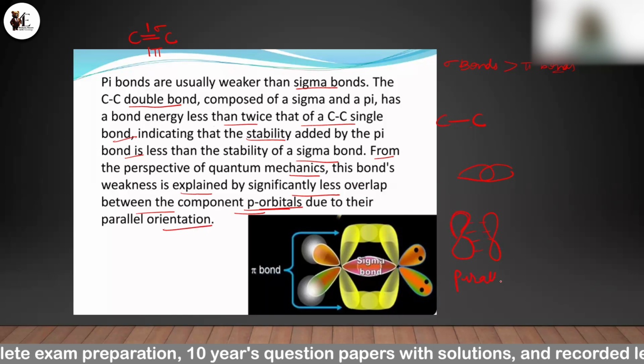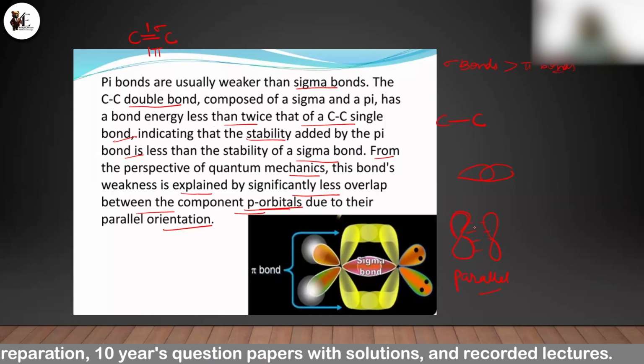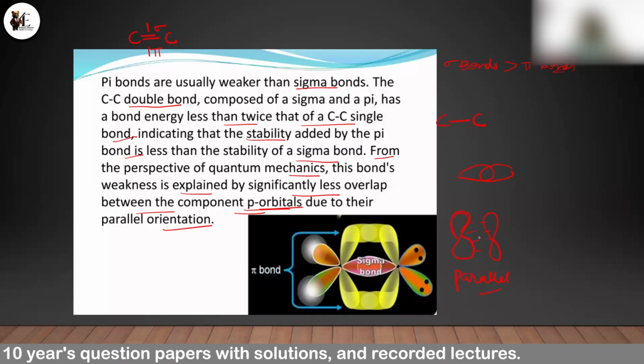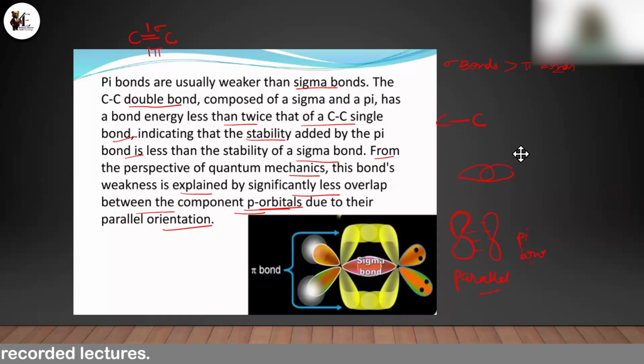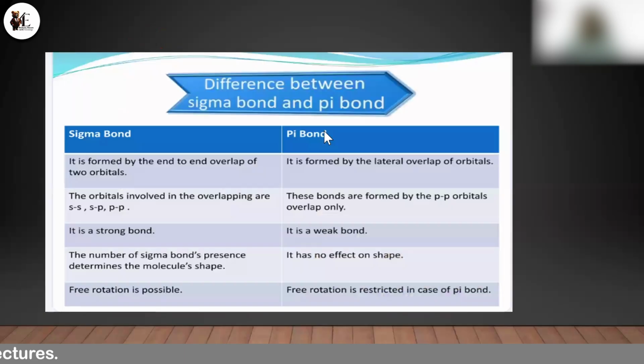So there is less overlap between their p orbitals, and due to the less overlap, the bond is weaker. Which bond? Pi bond. So that's why your sigma bond is greater as compared to the pi bond. So you can write down this reason. There's a difference between sigma bond and pi bond, which you should know.